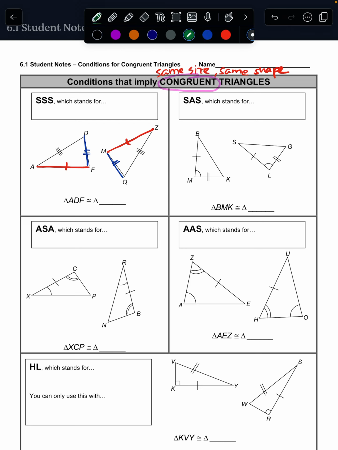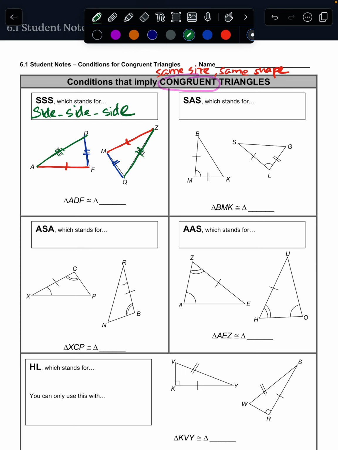Now if I look at the third side, AD, these have 3 hash marks and these have 3 hash marks. So segment AD is congruent to segment QZ. So all 3 sides are congruent, so these two triangles are congruent by side, side, side rule. Okay, it's actually a postulate.